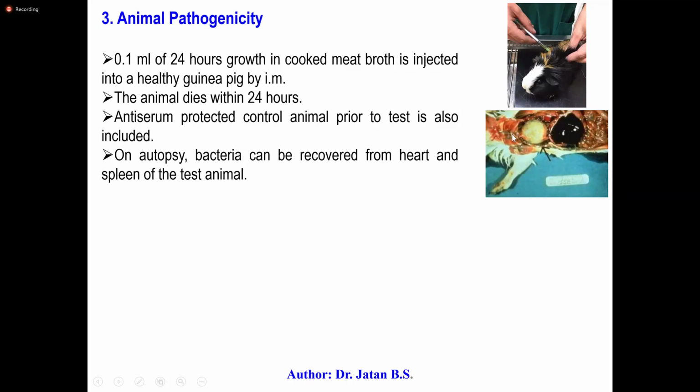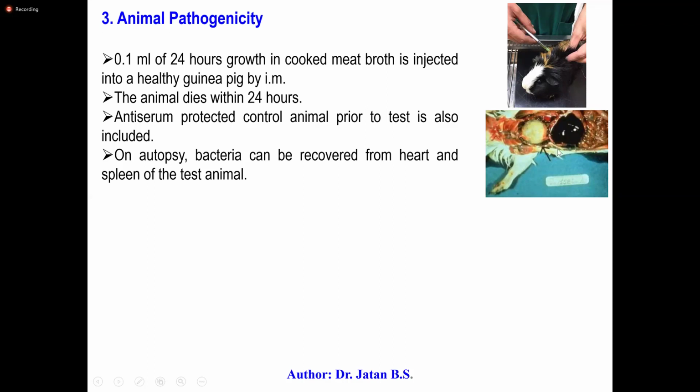Actually you have to take two animals. One animal is protected with antitoxin prior to the test. The animal which has been protected with the antitoxin will survive, that is the lucky animal, but the animal which has not been given the antitoxin injection is going to die. After that animal dies you must do necropsy of that animal, and inside the animal organ you can find plenty of bacteria. You can see this part of the animal organ has undergone gangrene. See, it has become black, that means it has gone gangrenous. There is gas gangrene of this part.